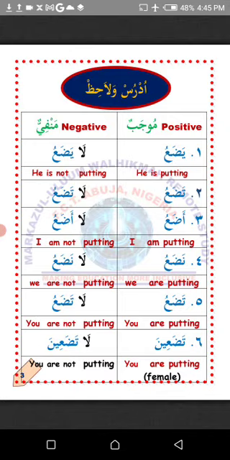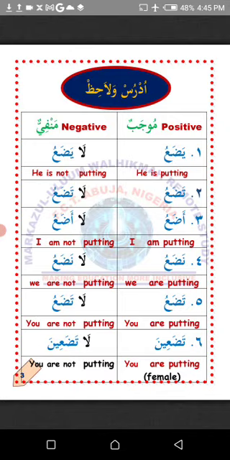Manfiyun, negative. This is the state of a statement in Arabic, which means an action has not taken place or will not take place. Wahid, number one, yadaw, he puts or he is putting. La yadaw, he doesn't put or he is not putting.